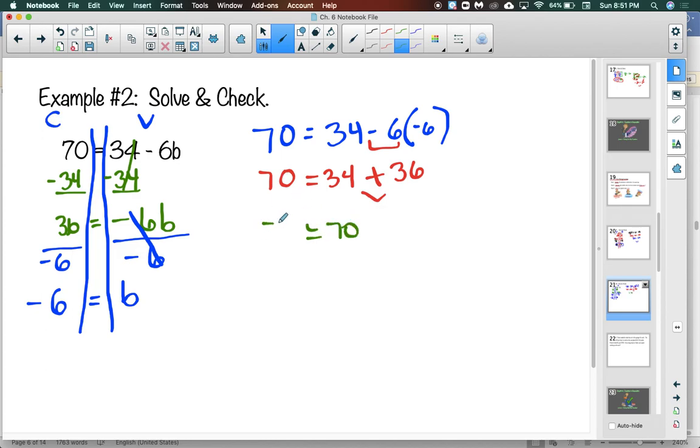And bring your 70 down. And I have an equal check, which makes me happy. And that tells me that my solution is correct.